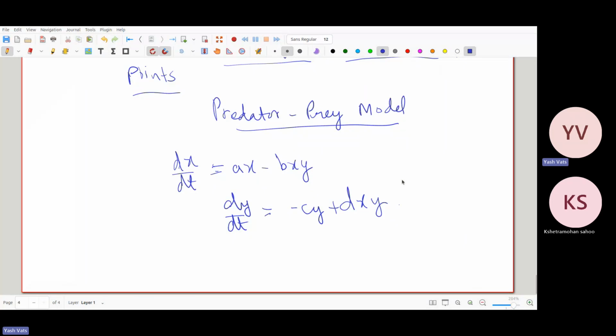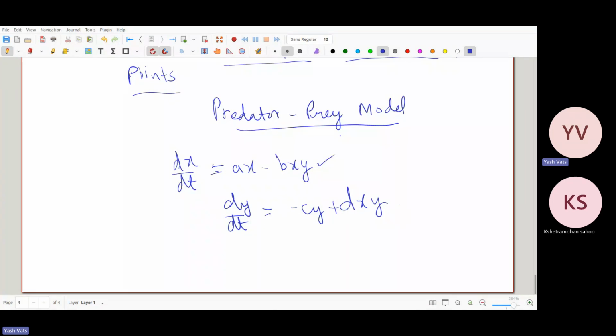And you try to find out what this means. x(t) is your prey population, y(t) is your predator population, a is the prey growth rate, b is the predation rate, c is the predator death rate, d is the predator growth rate. And we solve this equation.